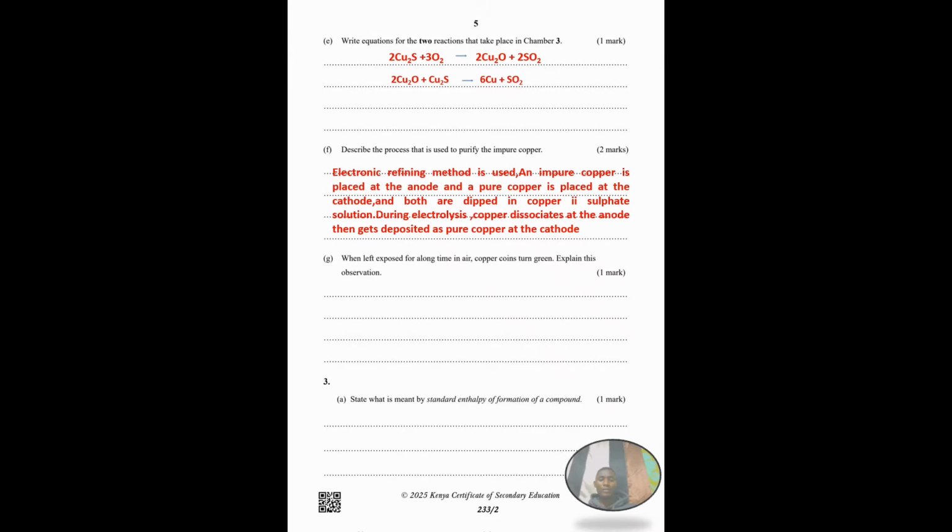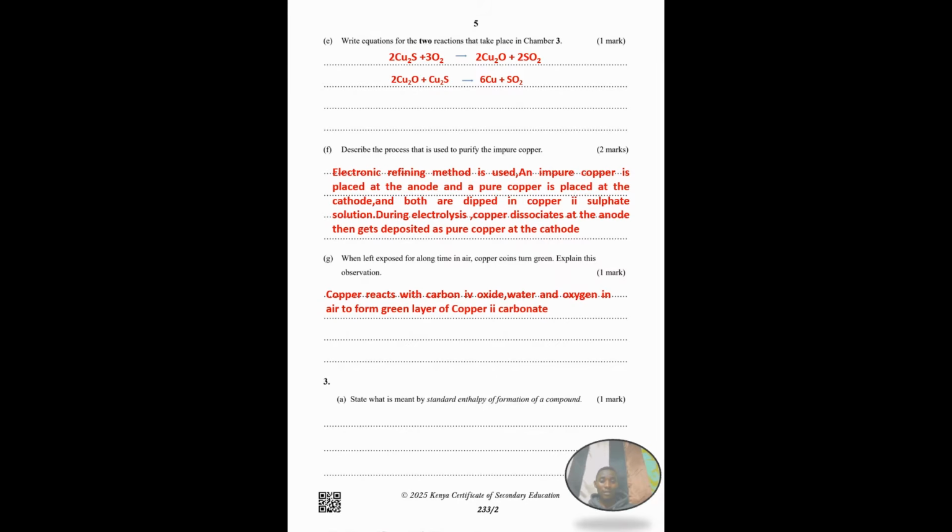So what happens? We have the carbon dioxide. So carbon dioxide, water and oxygen in air react with copper, leading to formation of a green layer of copper(II) carbonate, and that's what makes copper turn green, because copper(II) carbonate is green in color. So that was the correct answer to that question.